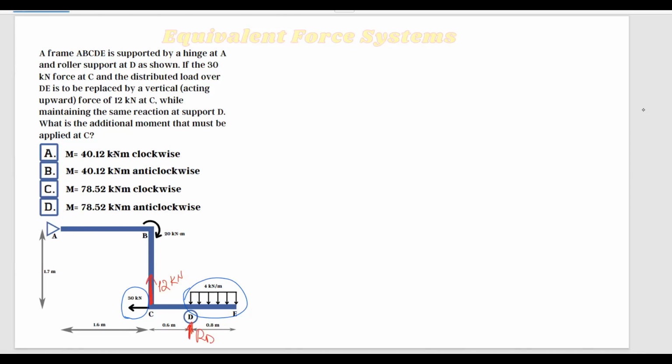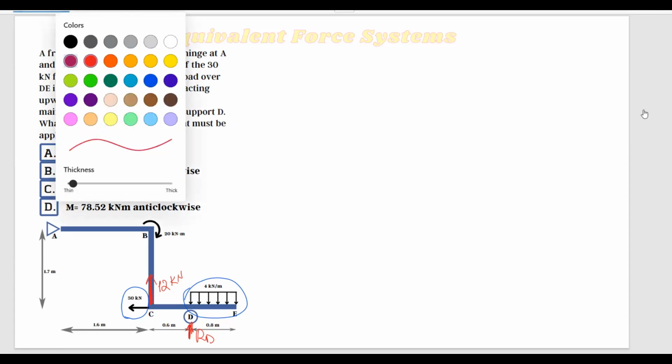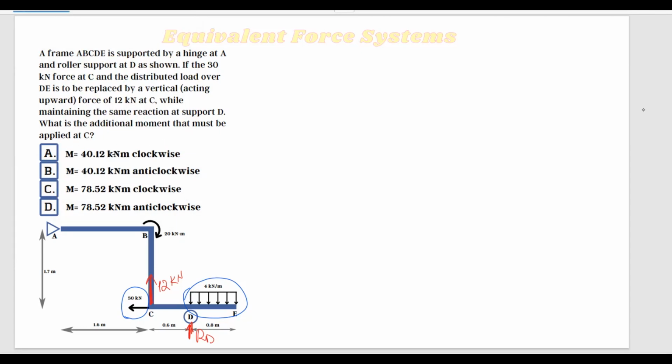So let's first take the moment about point A before we make all these changes. Let's say the moment at point A before we remove the forces is going to be equal to, and I'm going to choose clockwise as my positive direction, the 30 kilonewton force. It's rotating in the clockwise direction about point A. 30 multiplied by the arm, which is 1.7.